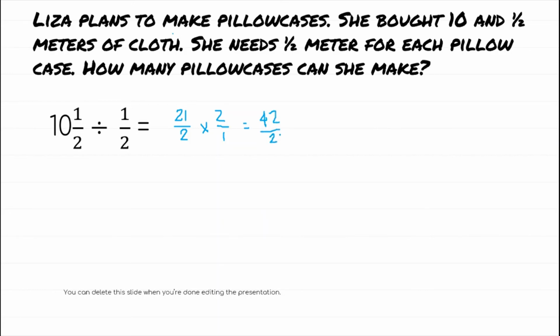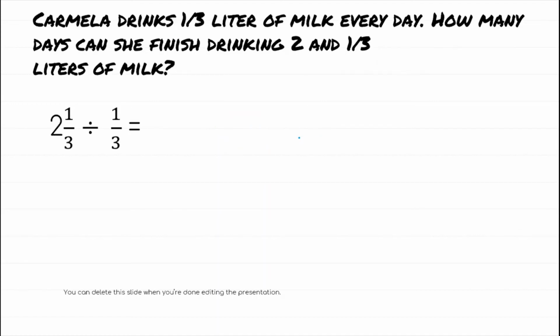This time, we need to simplify our answer by dividing 42 divided by 2. The answer is 21. Okay, so it means to say, Lisa can make 21 pillowcases. Okay, now let's try to have more.